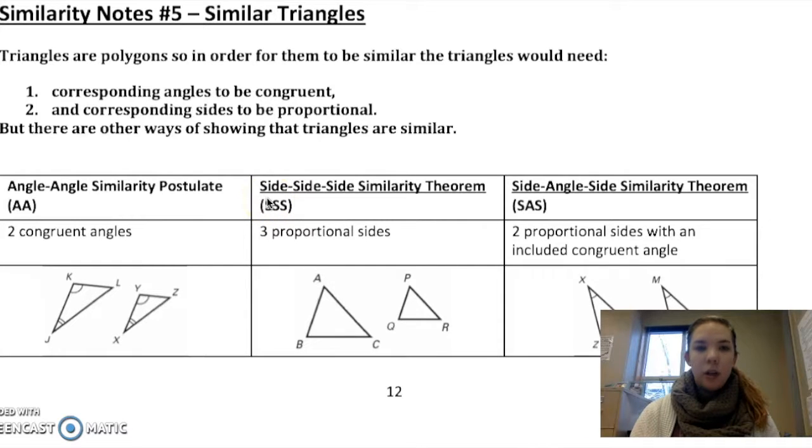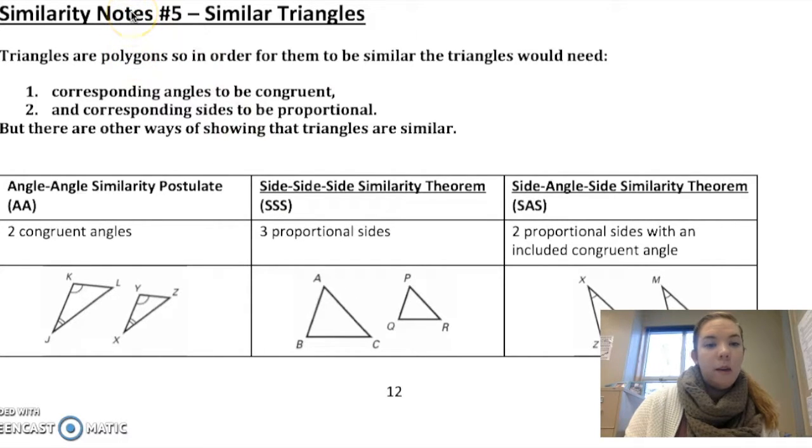All right, we are going to work on our similar triangles notes today. These are at the bottom of page 12. We've already filled in the top of this page. So bottom half of page 12. Triangles are polygons, so in order for them to be similar, the triangles would need all of their angles to be the same and their sides to be proportional.